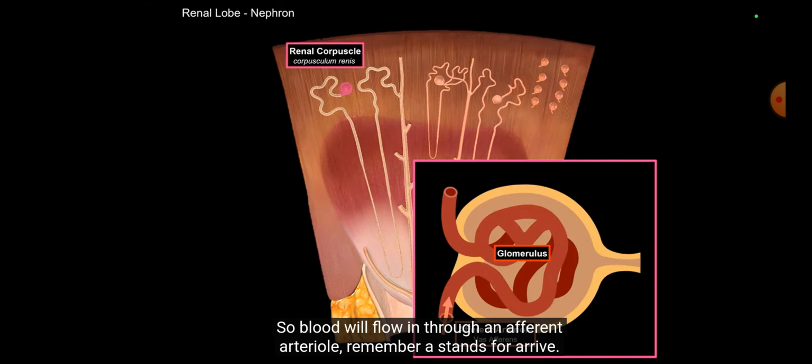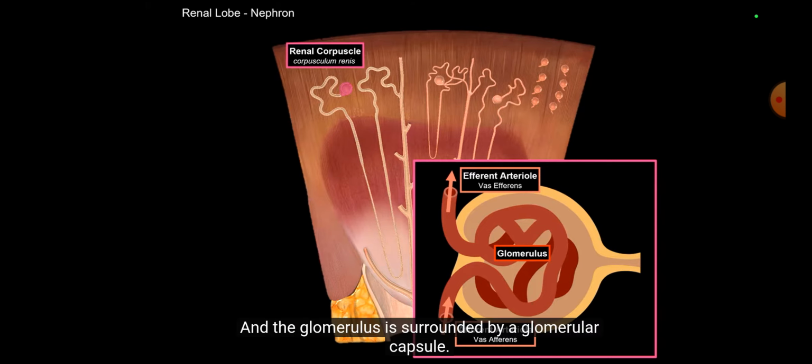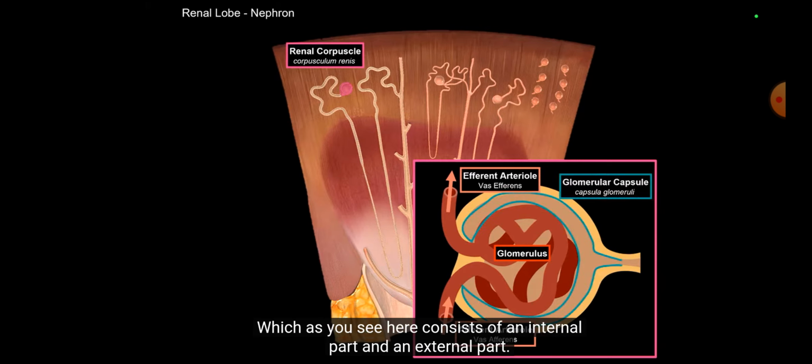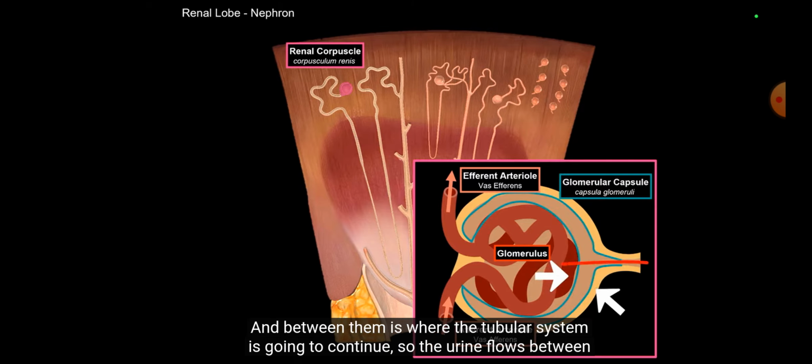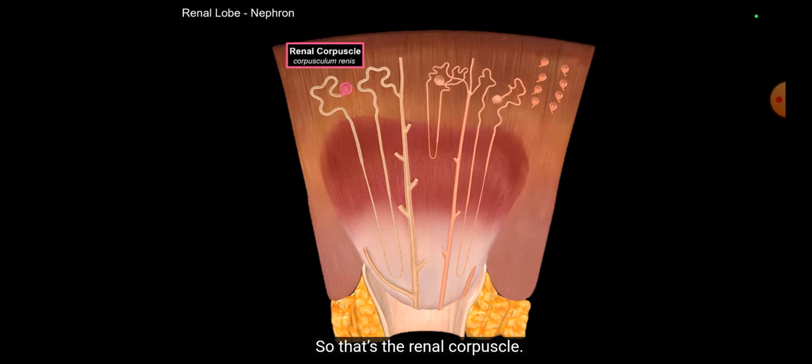So the blood will flow in through the afferent arteriole. Remember, A stands for arrive. So the afferent arteriole arrives into the glomerulus, and they exit as efferent arterioles. So E stands for exit. And the glomerulus is surrounded by a glomerular capsule, which, as you see here, consists of the internal part and an external part. And between them is where the tubular system is going to continue. So the urine flows between those two layers you see here. So that's the renal corpuscle.